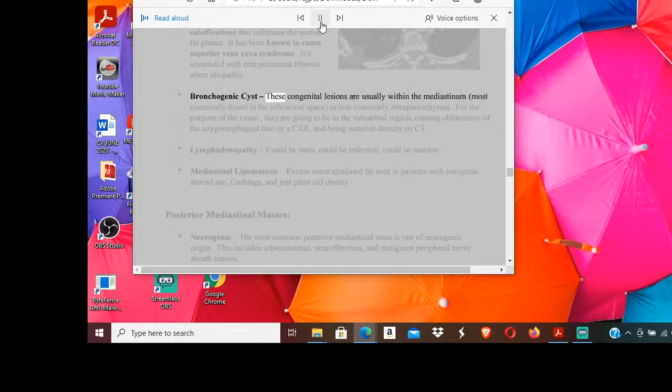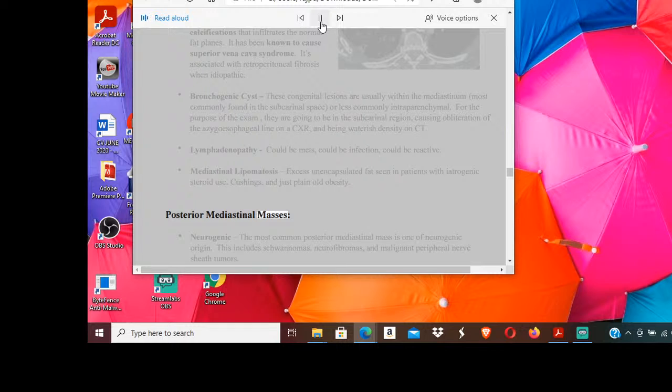Bronchogenic cyst. These congenital lesions are usually within the mediastinum, most commonly found in the subcarinal space, or less commonly intraparenchymal. For the purpose of the exam, they are going to be in the subcarinal region, causing obliteration of the azygoesophageal line on a CXR, and being water-ish density on CT. Lymphadenopathy, could be mets, could be infection, could be reactive. Mediastinal lipomatosis, excess unencapsulated fat seen in patients with iatrogenic steroid use, Cushing's, and just plain old obesity.